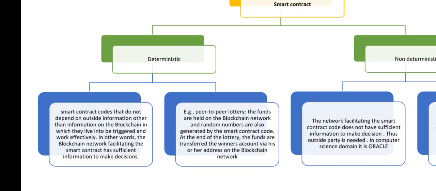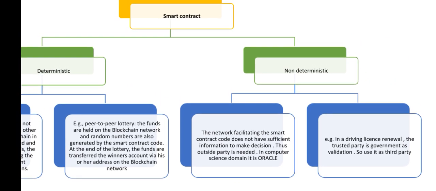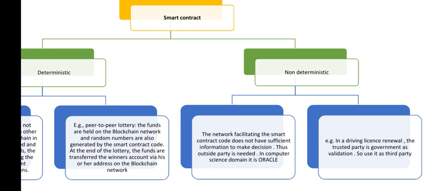But in case of the non-deterministic smart contract, the contract does not have sufficient information to make the decision. In that case, for making the decision, a third party is necessary. In the computer science domain, this is your oracle. An example of a non-deterministic smart contract is the renewal of a driving license: for execution of that contract you necessarily need a third party.